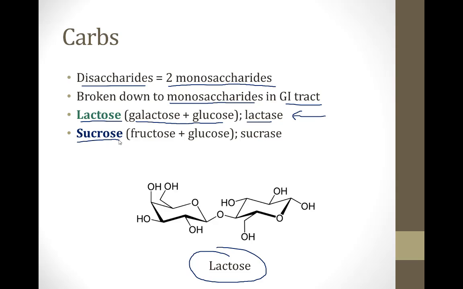The other important disaccharide for you to know is sucrose, which is what's found in table sugar. It's the kind of sugar you put in your coffee at Starbucks, and it contains fructose, and the enzyme sucrase in the GI tract breaks this down into the monosaccharides.